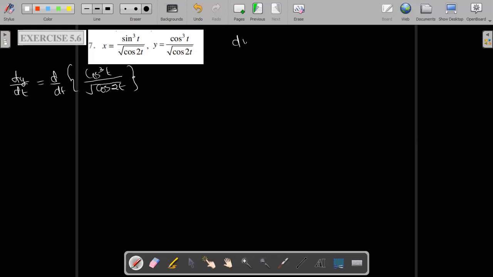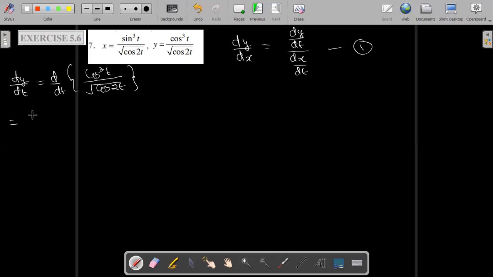We have to find dy by dx here. So dy by dx is equal to dy by dt upon dx by dt. These values we have to find out and substitute here. So dx by dt, dy by dt, first we are finding. So we will use the quotient rule. Here you have to use the quotient rule.